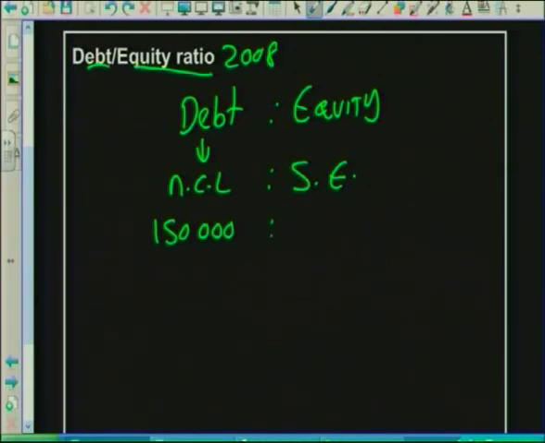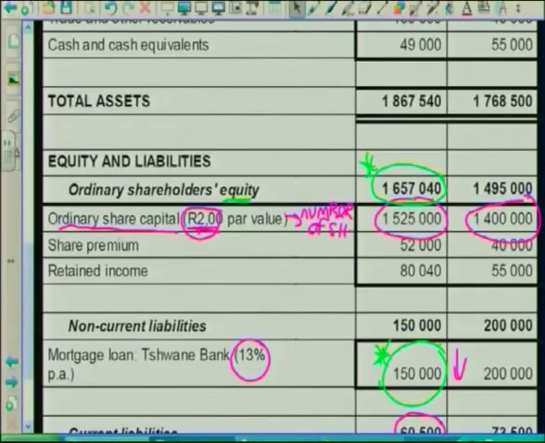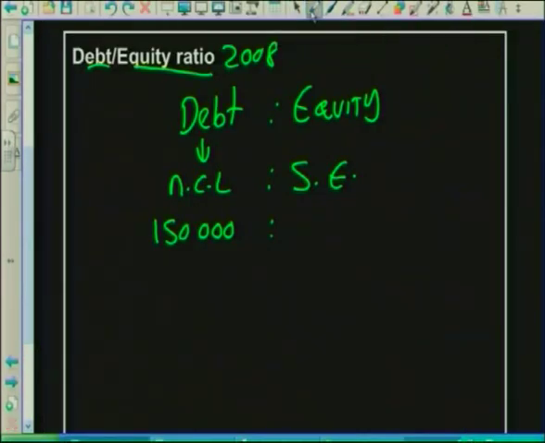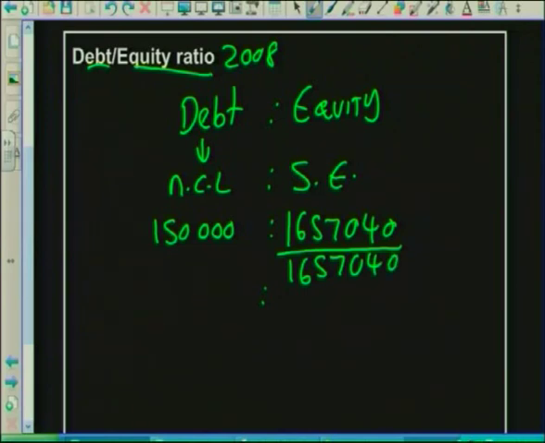Our shareholders' equity from our balance sheet is an amount of, let's go back to the balance sheet quickly. There we go, there's that amount there. Was an amount of, let's fill it in, 1,657,040 rand. Okay, again, I'm going to divide my right-hand side by 1,657,040. Whatever I do on the right-hand side, I'm going to do the same on the left-hand side. Divide by 1,657,040, and I'm going to end up with a ratio of 1.